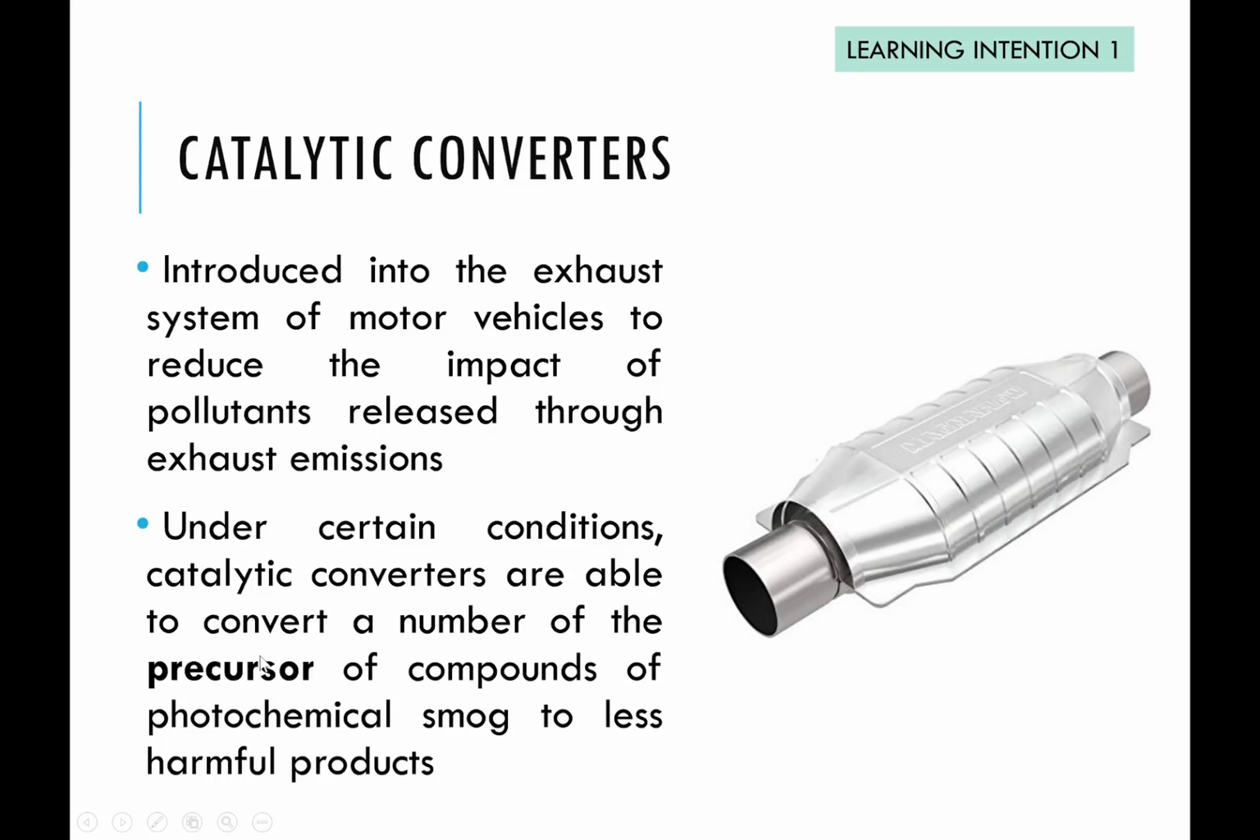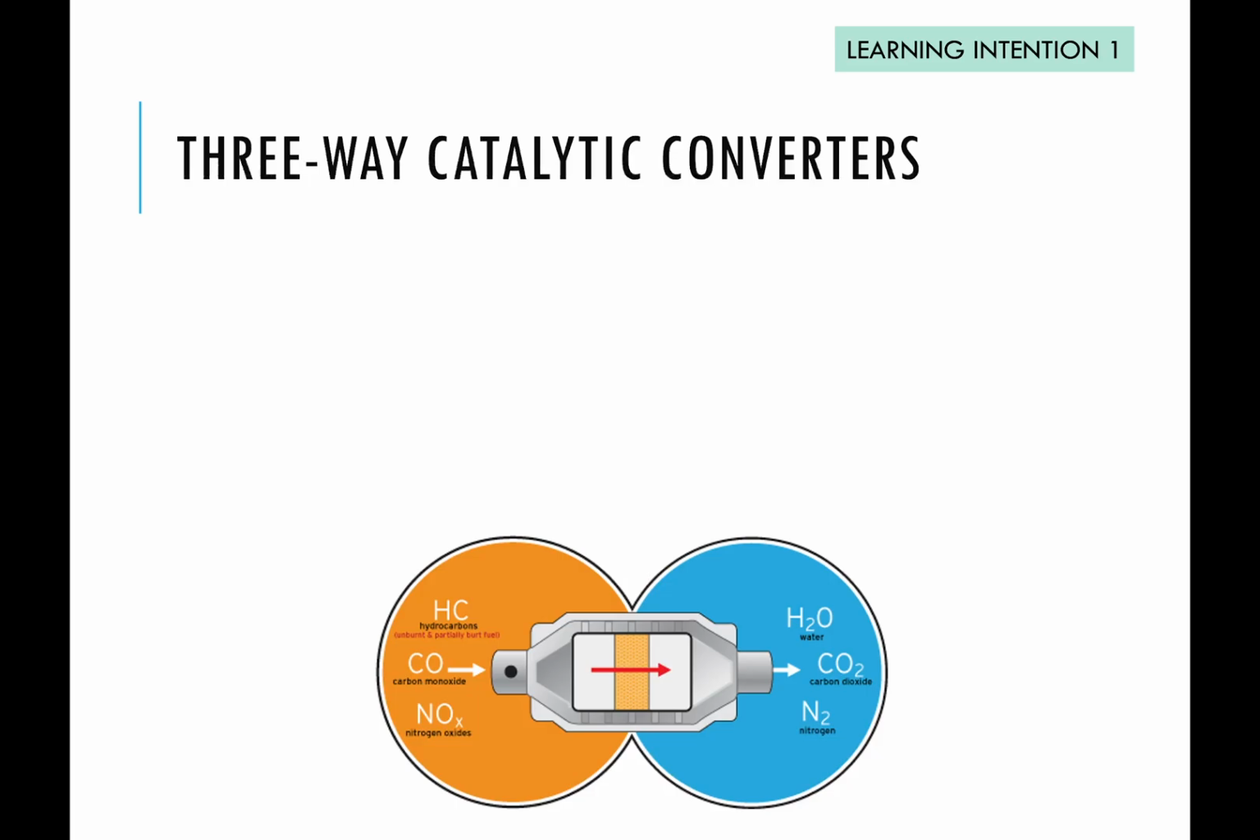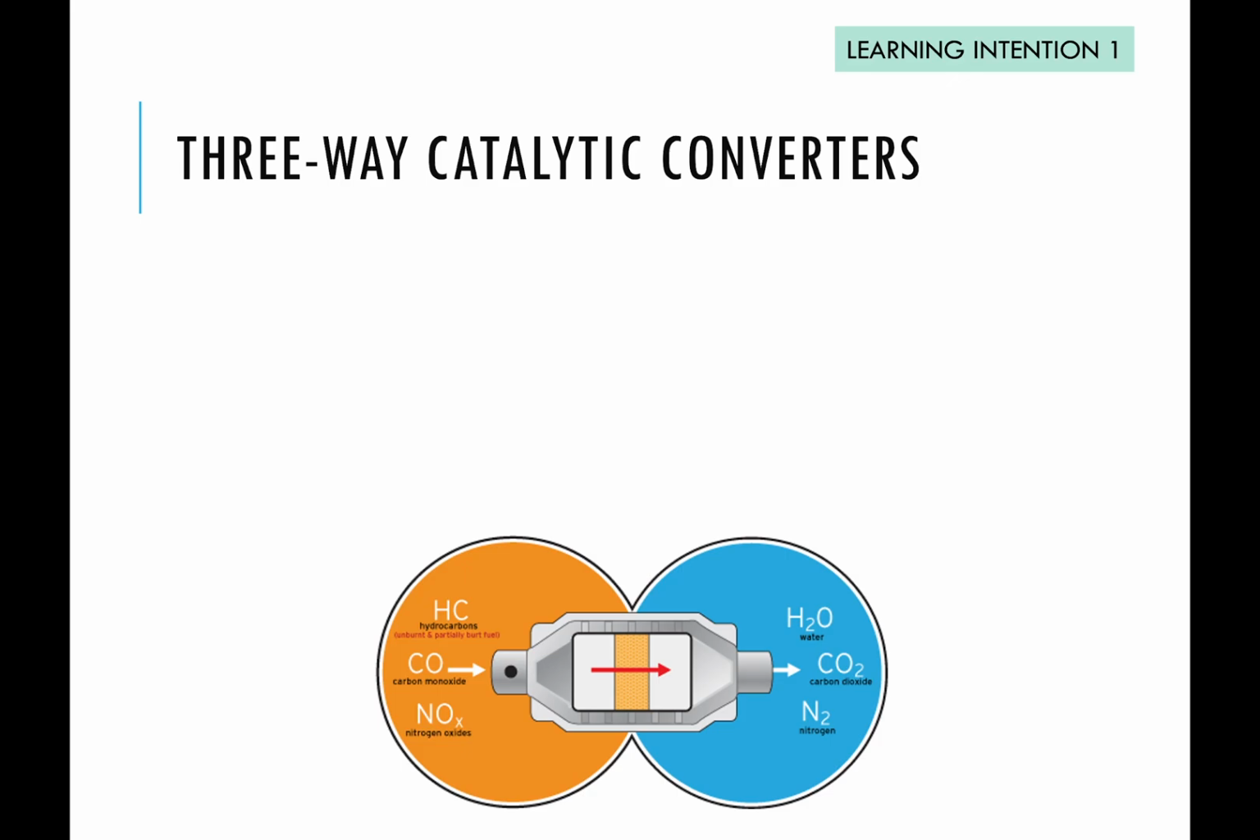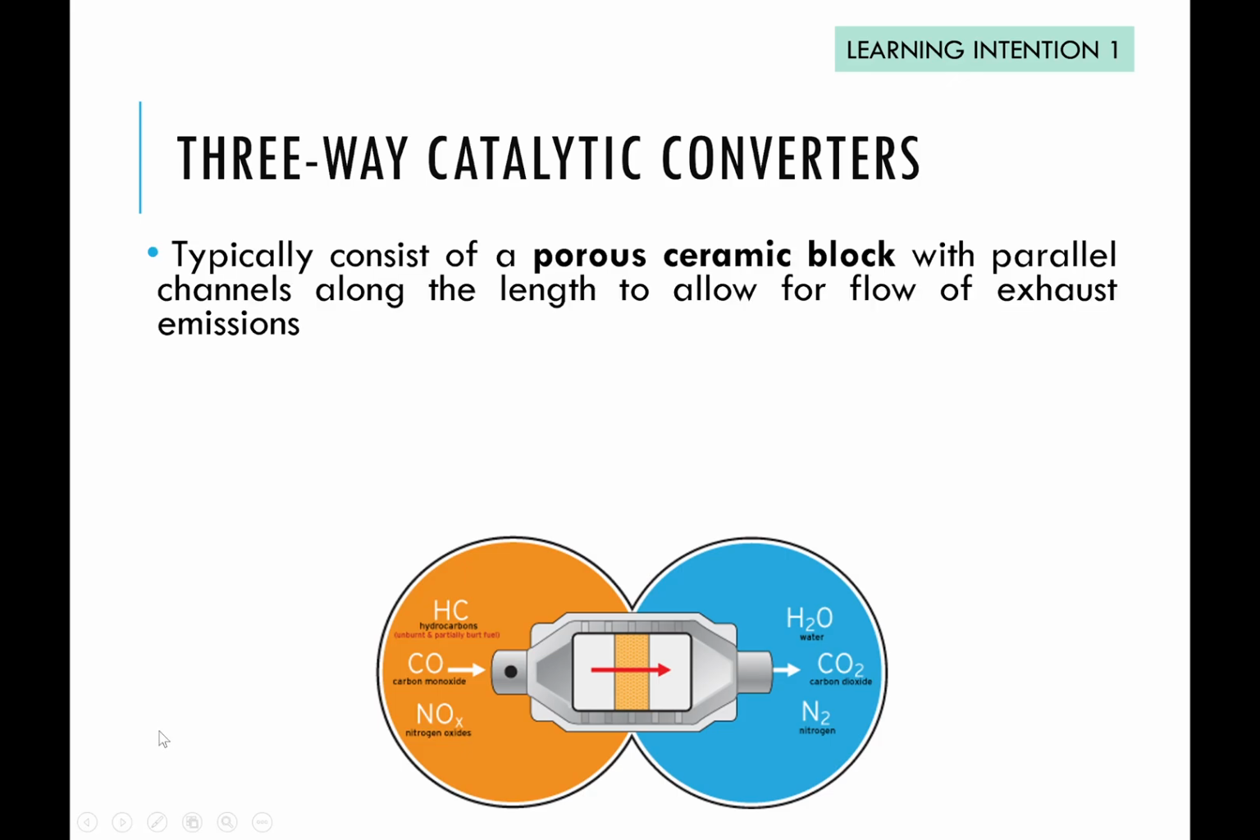So under certain conditions, catalytic converters are able to convert a number of products, or what we call precursors, of compounds which are involved in the photochemical smog process, and therefore it will lessen the harmful products and also environmental effects that happen through the release of these compounds. So this is its role, to reduce some of these compounds so they're not in our atmosphere to contribute to photochemical smog.